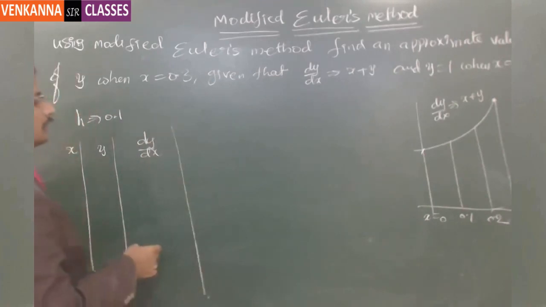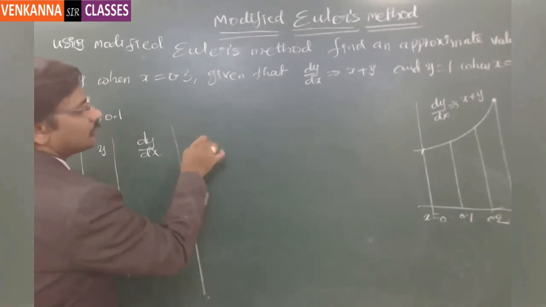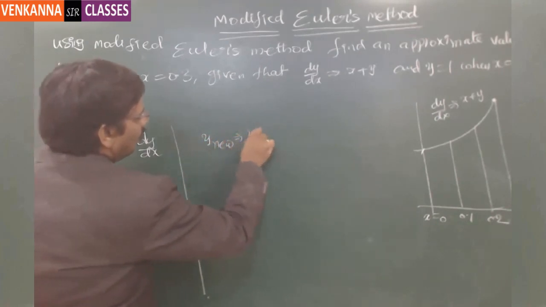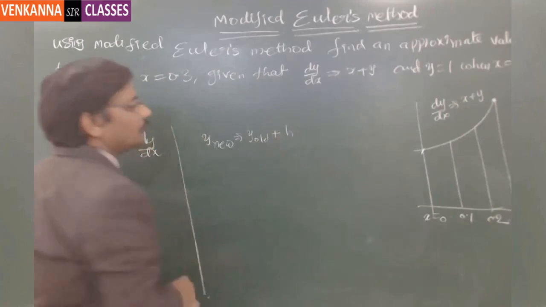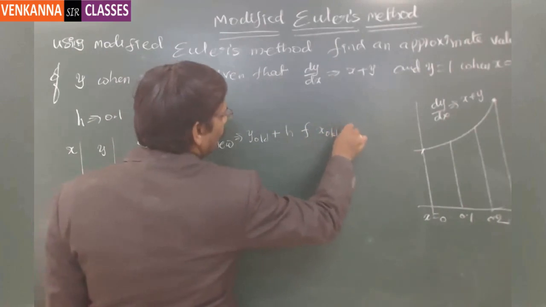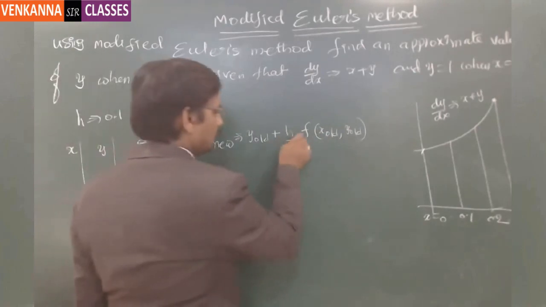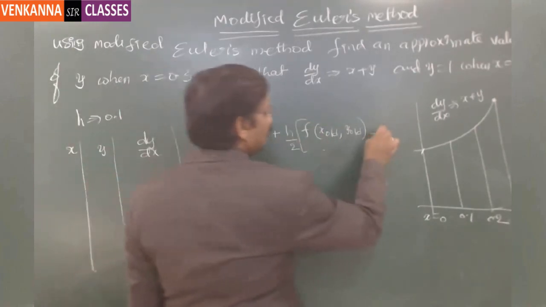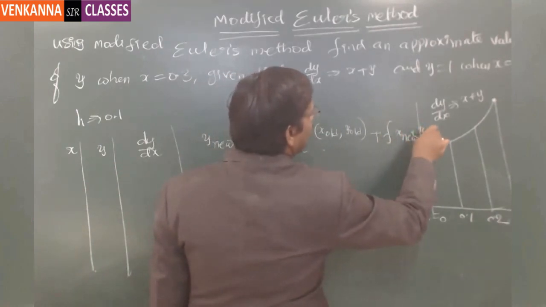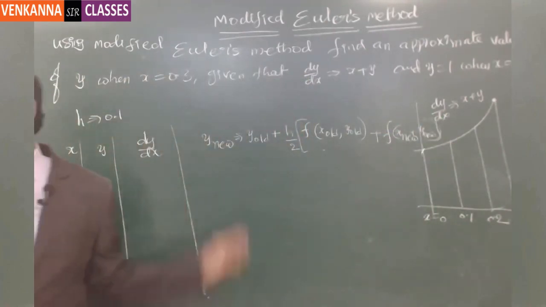Once you calculate dy by dx, which is equal to x plus y, you can calculate the approximated value of y. So y1, or y new, is equal to y old plus h times f of x old comma y old. In the case of modified Euler's method, this is going to be h by 2 times this one plus f of x new comma y new. So this is the equation you can use to calculate the value of y.